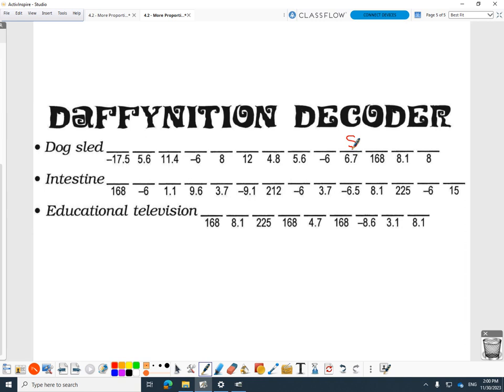Now, are these actually funny? No. But if you get a word and it's like, okay, that's stupid, at least you know you did them all right because you got all the letters in the right spots. Is one of them dog sled? Dog sled, and then there's going to be something here that's funny. Intestine, and educational television. Well, okay, maybe it's not funny, but at least it's a word when it's done. You'll know you have done it right. Now listen, friends, my offer to you: if you show your work, I will mark this for marks. You just got to show a little bit of work.